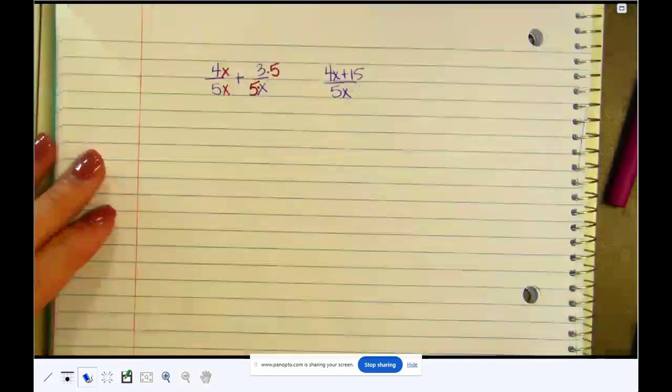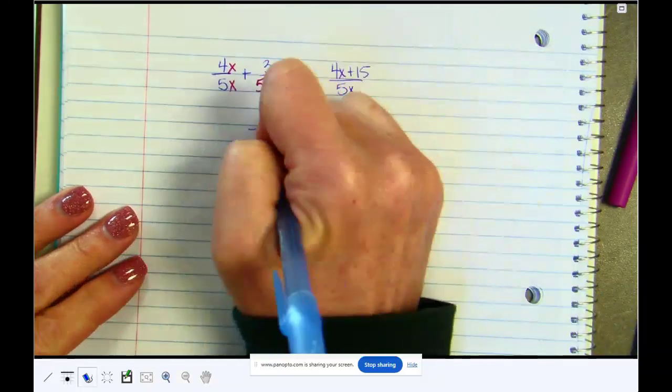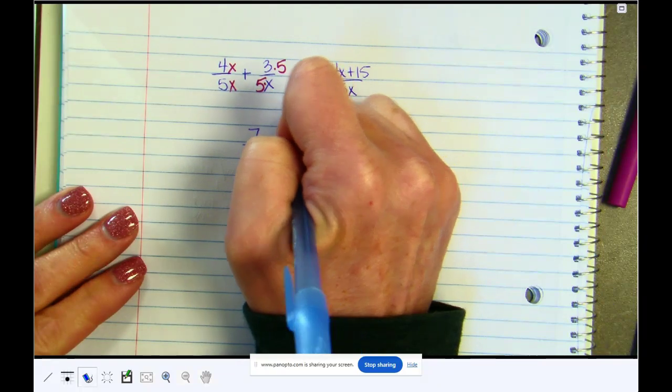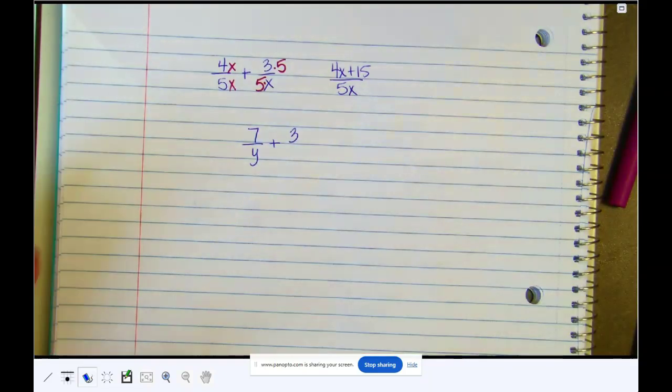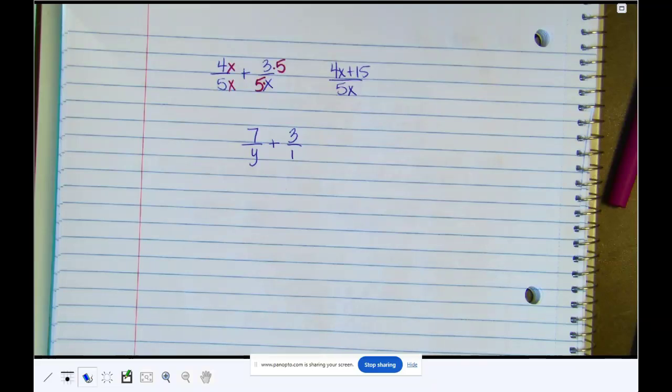Okay, so let's try another one. Let's say we've got 7 over y plus 3. Now, if you're like, no denominator, I don't like this, what's the denominator on the 3? 1. So there's the mush them together. The common denominator is 1 times y. That goes back to thinking about the sine one we did a minute ago. It's 1 times sine. There was no denominator on the other one.